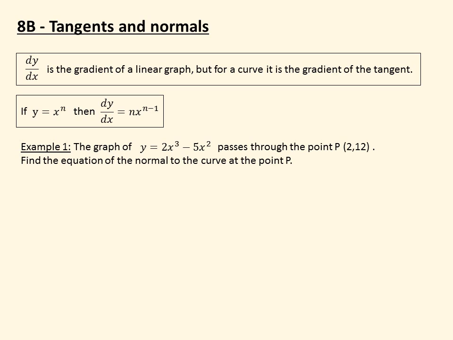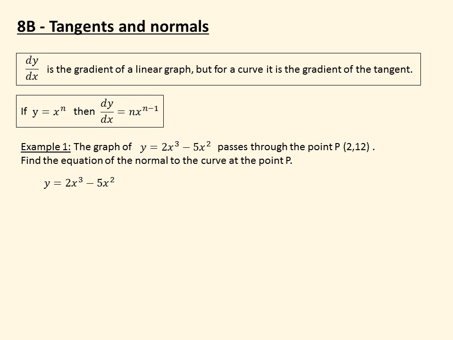So here's an example. We have a graph and we know it passes through (2, 12). We need to find the equation of the normal at that point. We can't find the gradient of the normal straight away, but we can find the gradient of the tangent. We can do this by differentiating the curve.